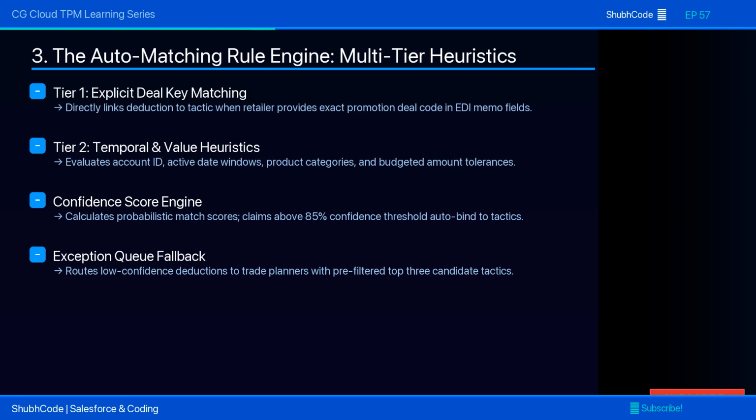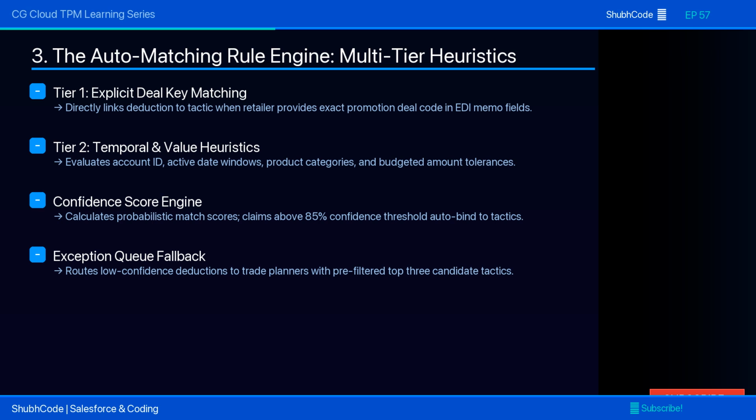Now comes the magic: how do we automatically figure out which promotion tactic this short payment belongs to? We construct a multi-tiered heuristic matching engine inside CG Cloud using an off-platform evaluation strategy. Tier 1 is an exact match. If the retailer included our explicit TPM tactic code or deal identifier inside the electronic invoice memo field, the engine matches it instantly with 100% confidence.